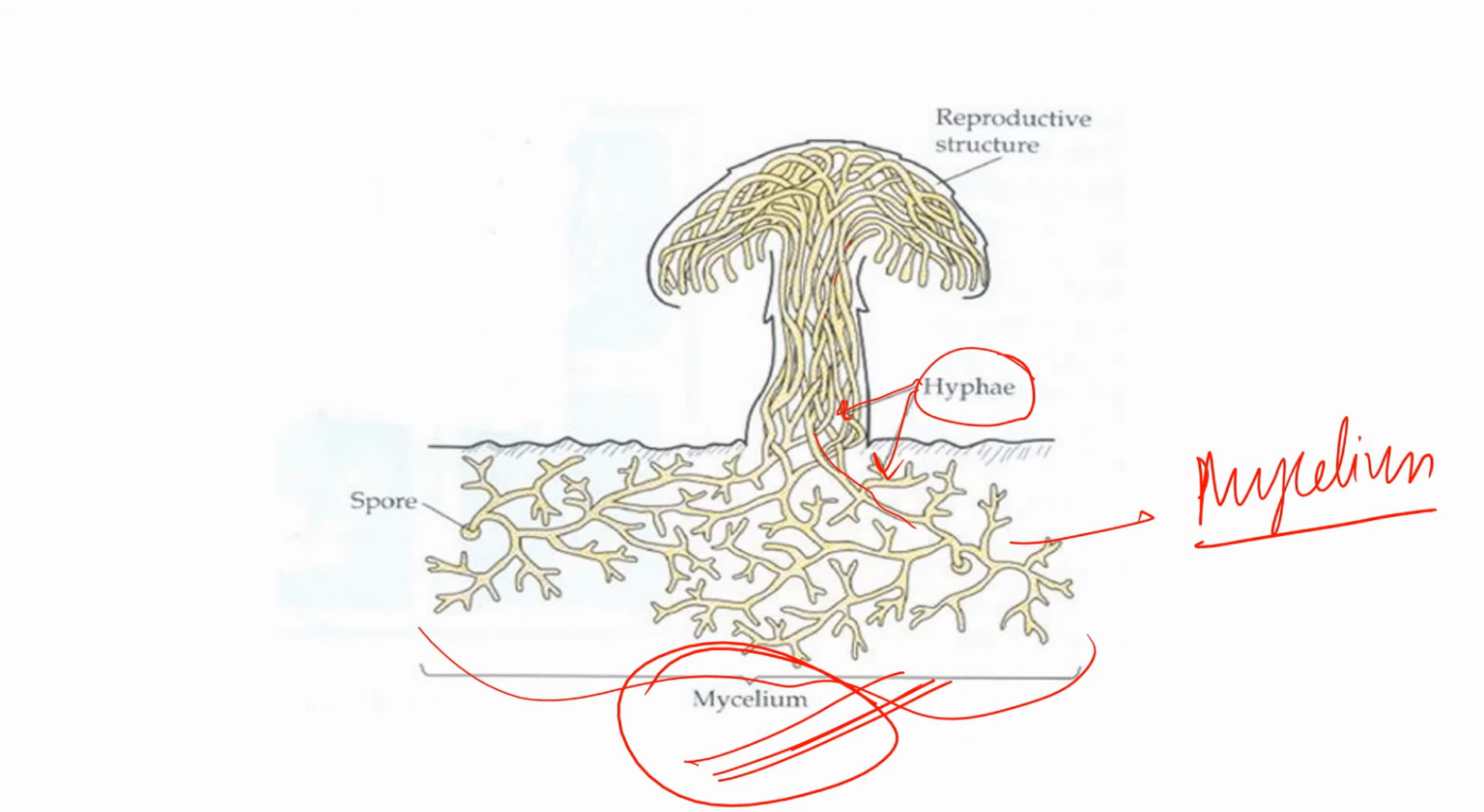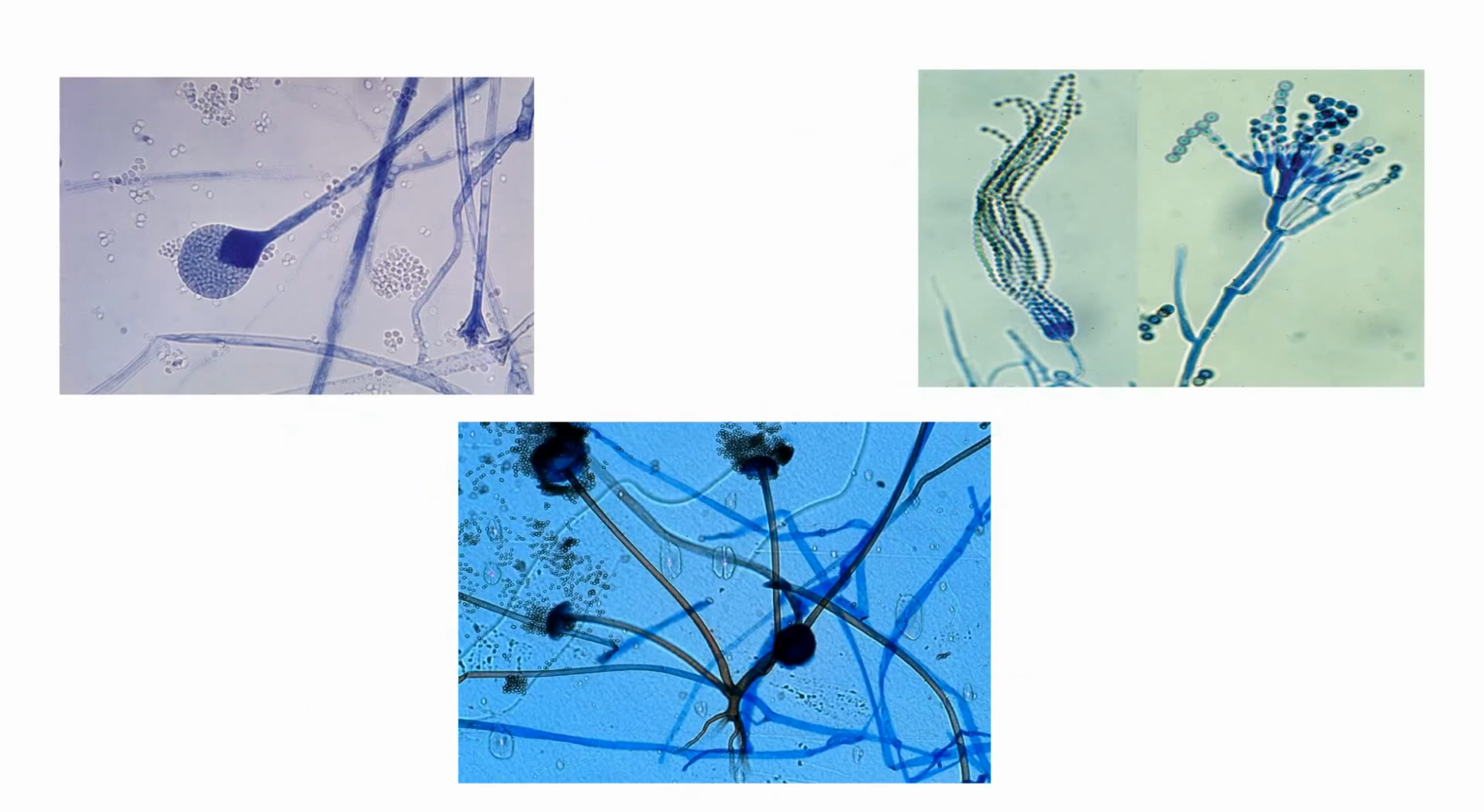Okay, examples of what? Let's see the examples. Now this is the example of your mucor. Mucor. Example is mucor. Can you see? These are the mycelium. This is the mycelium, okay, the structure. Inside this, thread-like structures called hyphae are present.